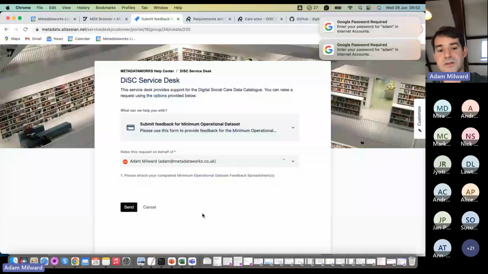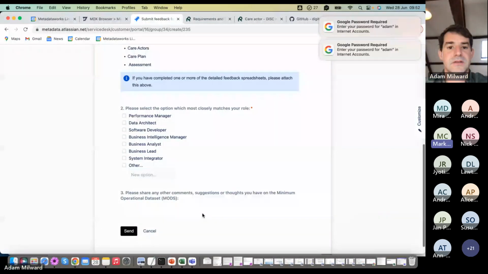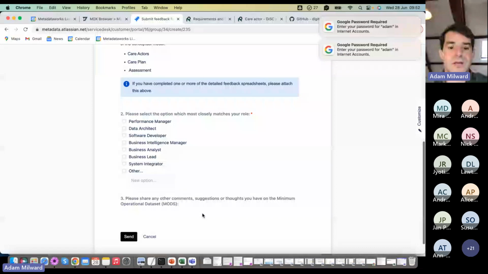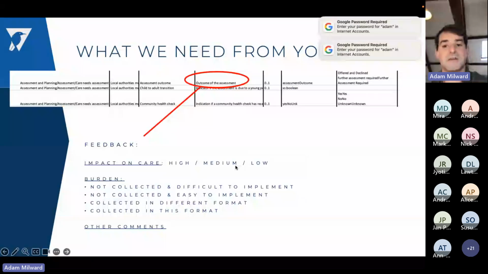But ultimately, if you want to get it back through the process, then there's a form here that you can fill in. For each data element, we're looking at the impact of it: high, low, will it be a burden, will it be difficult to collect, and then any other comments.